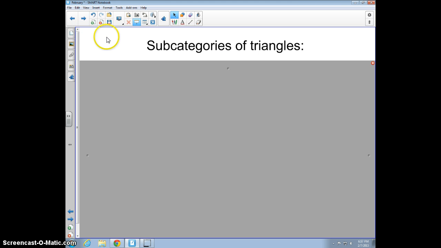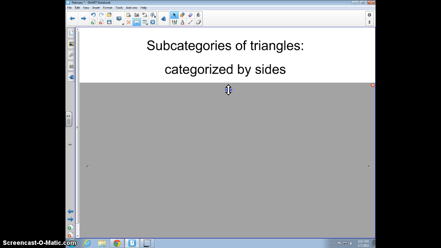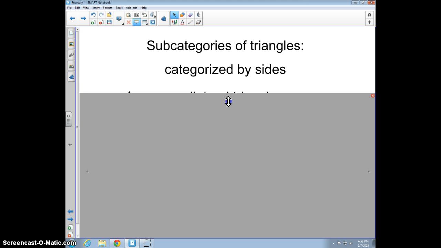Okay, now we're going to talk about subcategories of triangles. So this is when we take a broader category like triangles and we break them up into different kinds of triangles. So there's two different ways that we categorize triangles. The first way that we're going to look at is categorizing them by sides.